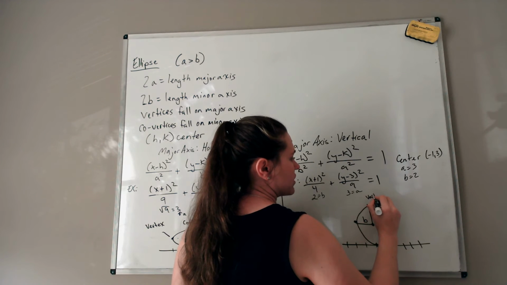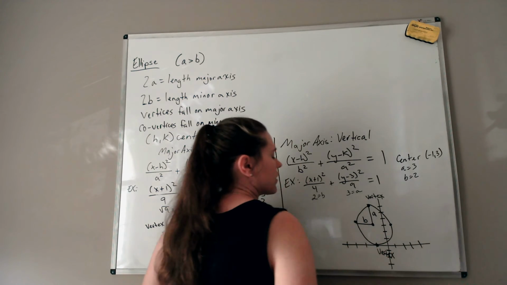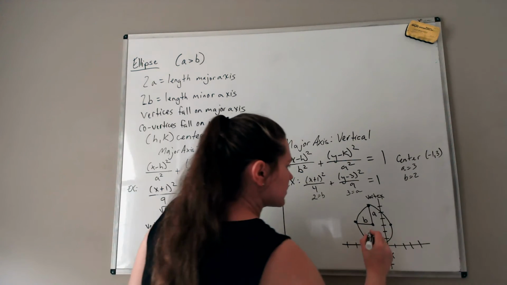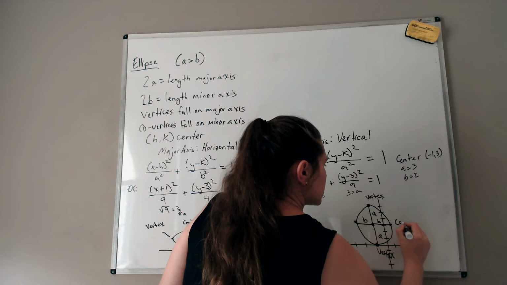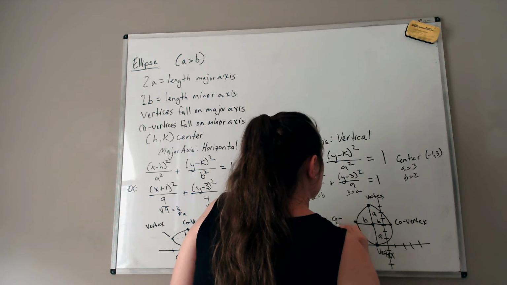That's called your vertex, because your vertices, that's the plural of vertex, fall on the major axis, right? And this is the major axis right here. This is the minor axis, so this is a covertex. And this is a covertex.